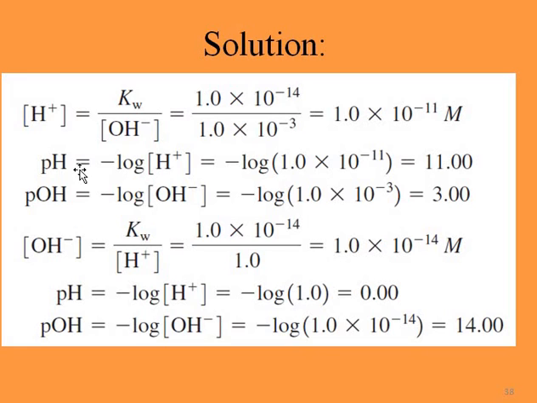For the second one, OH is Kw divided by proton concentration, which is 1 times 10 to the power of negative 14 divided by 1, which is going to be 10 to the power of negative 14. So pOH will be 14 and pH will be 0.